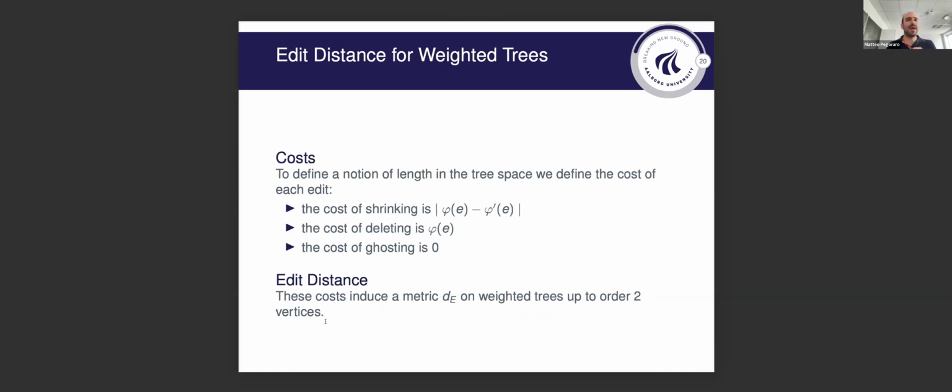To have some length measure, we need to define some cost, and they are very natural. If we change the weight on some edge, so its length, we need to pay by how much we change the length of the edge. If I remove or insert some edge in the tree, I need to pay by how long the edge was that I removed or inserted. Instead, if I merge two edges or if I split some edge by inserting some vertex, I want this operation to be cost-free. I pay zero, nothing.